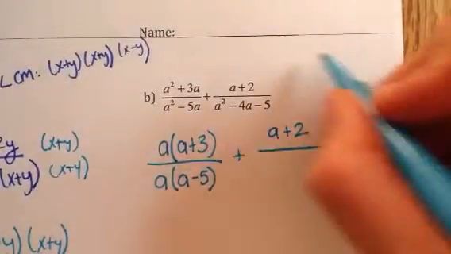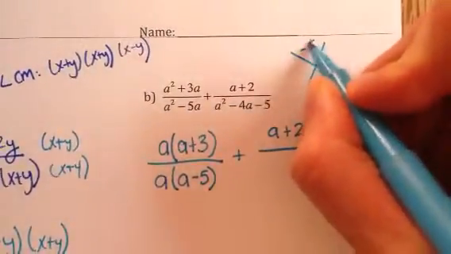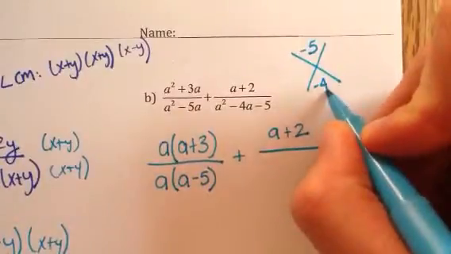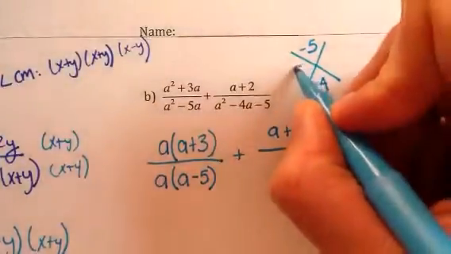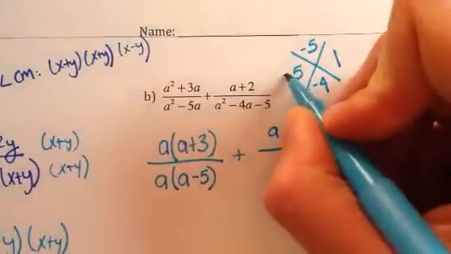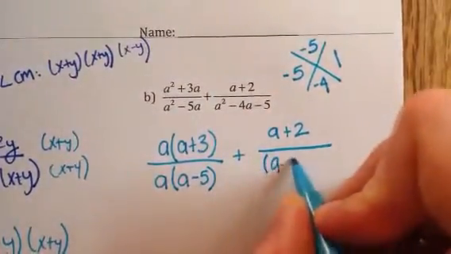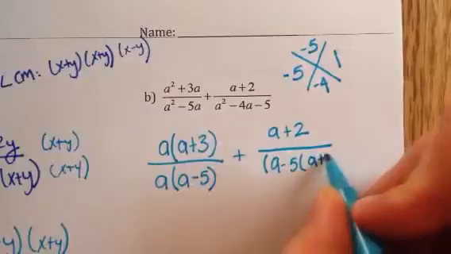Then here I'm going to factor this trinomial, so I'm going to find factors of negative 5 that sum up to give me negative 4. I'm going to be looking at 5 and 1, and the 5 is negative. So I'm going to have A minus 5, A plus 1.